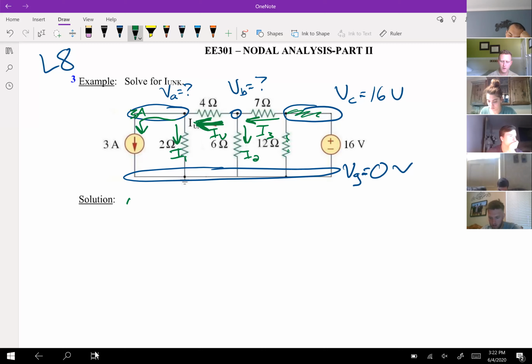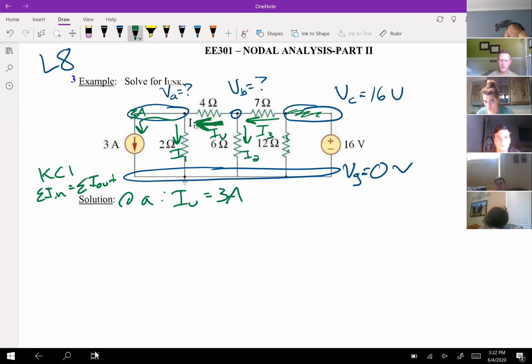So the way that I'll write it is I'll say at A, because that's my node. What do I have going in, right? Remember KCL, the sum of the currents in equals the sum of the currents out. So what is going into this node? I have I unknown. Coming out of it, I have 3 amps and I1.